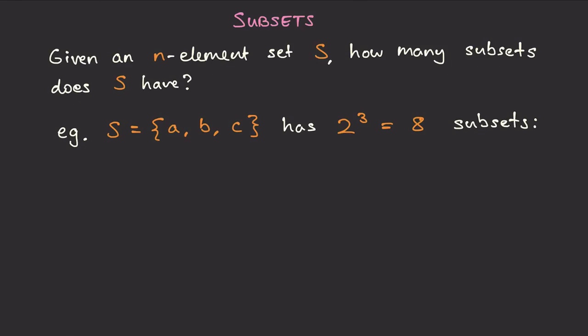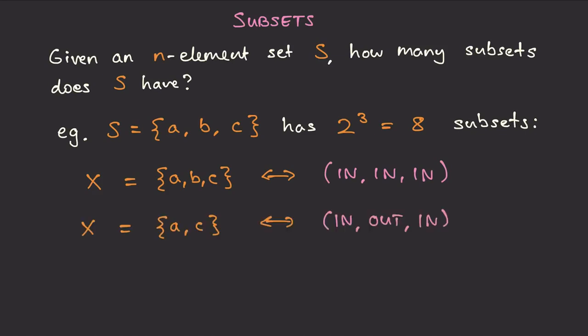For example, the subset X equals {A, B, C}, which is equal to S itself, would correspond to the triple (in, in, in). The subset X equals {A, C} would correspond to (in, out, in), and the subset X equals the empty set would correspond to (out, out, out). This is assuming we've put the elements of S in order, A, B, C. The reason that S has 8 subsets is because there are 8 possible triples.